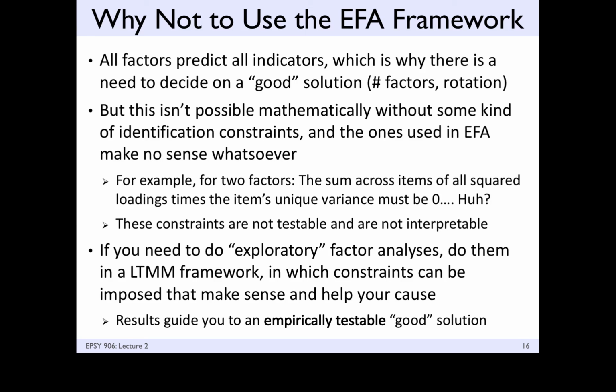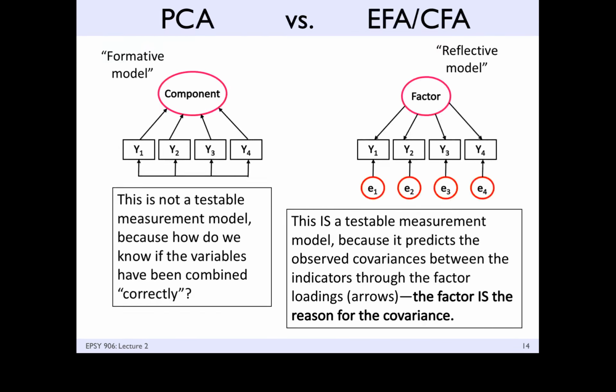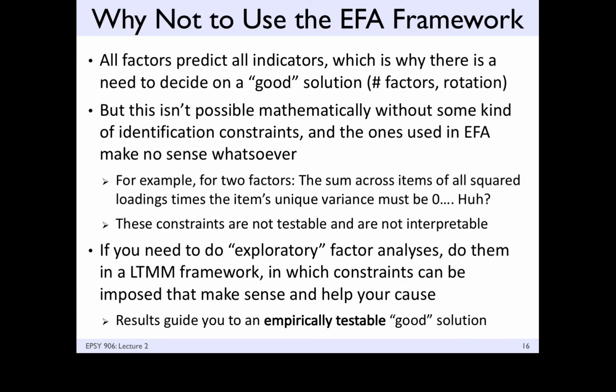I'm going to go to why. Here we go. Why not to use the EFA framework? All factors predict all. So one of the big problems is that all items are loaded onto all factors, and it's not possible mathematically without what we call identification constraints. So behind the scenes, even if you're using maximum likelihood, there are certain combinations of parameters that they're focusing on. I mentioned this, the product of the loadings that happens here.